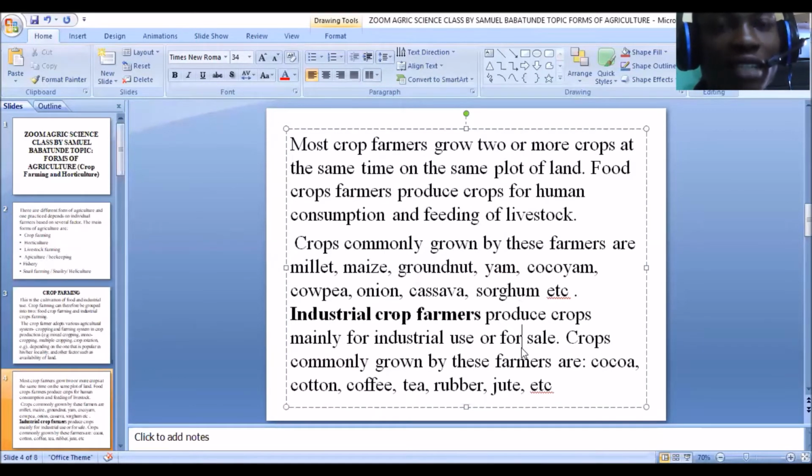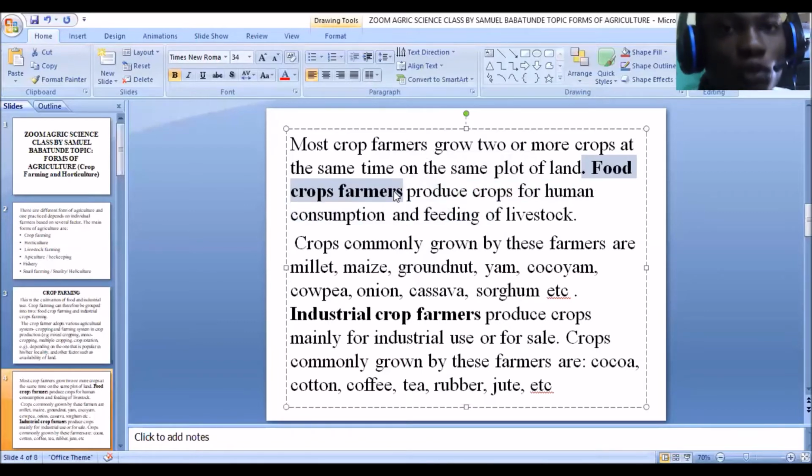Jute are plants that we use to make sacks. All these sacks that we use are actually gotten from jute. So all these are what? They are industrial crops, and it's still under what? Crop farming. So basically, crop farming is divided into two: the food crop farming and the industrial crop farming. These are the two aspects of crop farming.